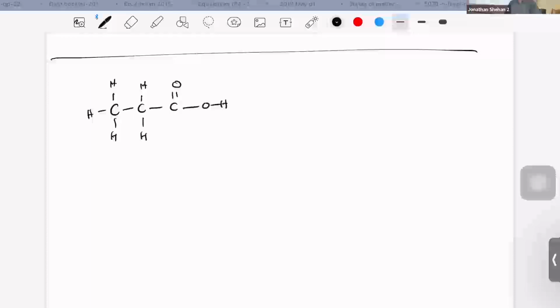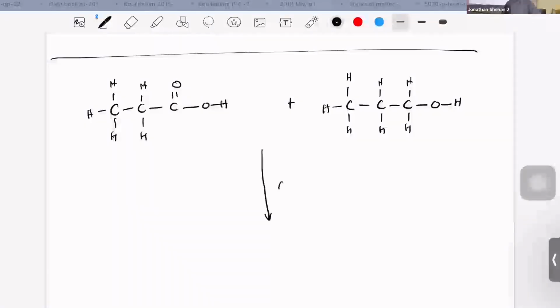Right, so there's a carboxylic acid here, and there's an alcohol like this. Now these two are reacted in the presence of concentrated sulfuric acid. Water is the byproduct and ester is formed. Right, you will quickly draw the final answer for the ester.